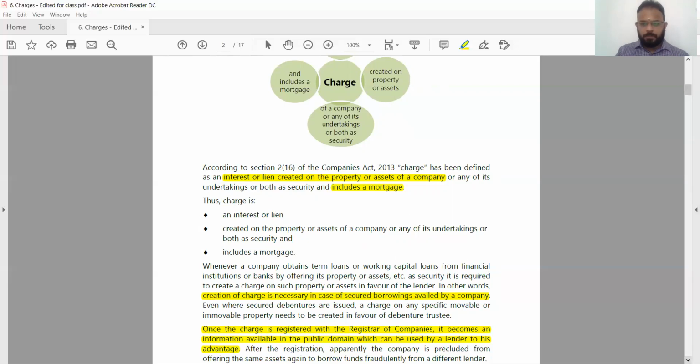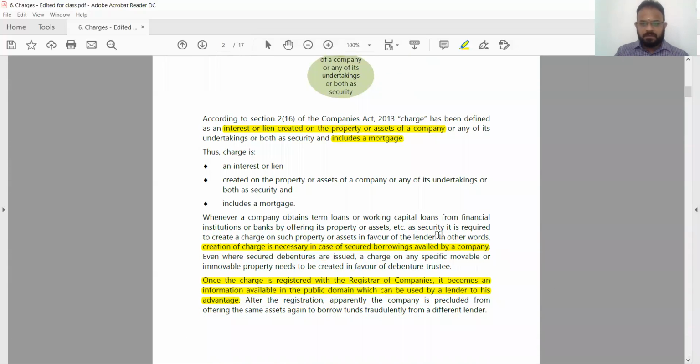Okay. Now see the point that I'm talking about. In other words, creation of charge is necessary in case of secured borrowings availed by the company, as I have already told. But when you say includes a mortgage, you should not think it is only for immovable property. It will be for movable property or immovable property, depending on the creation of it.